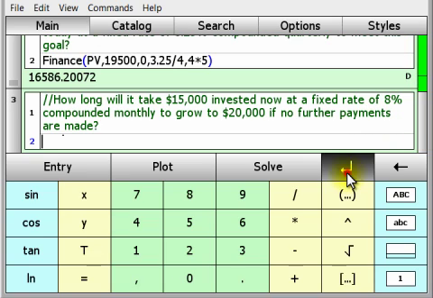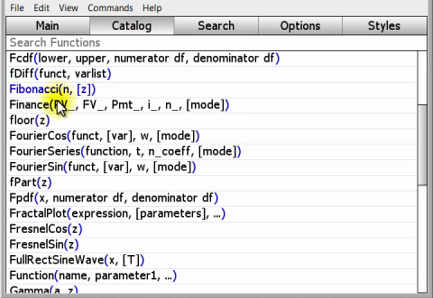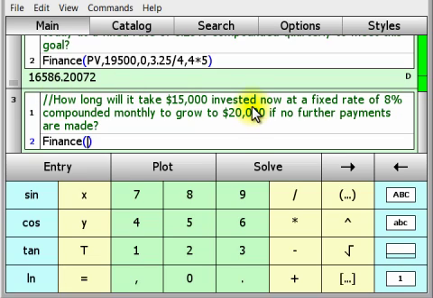Go ahead and hit return to get a second entry here. How long will it take $15,000 invested now at a fixed rate of 8% compounded monthly to grow to $20,000 if no further payments are made? All right, let's grab our finance command.